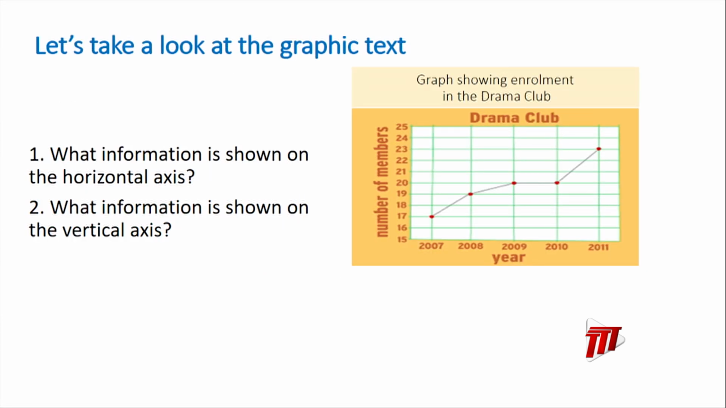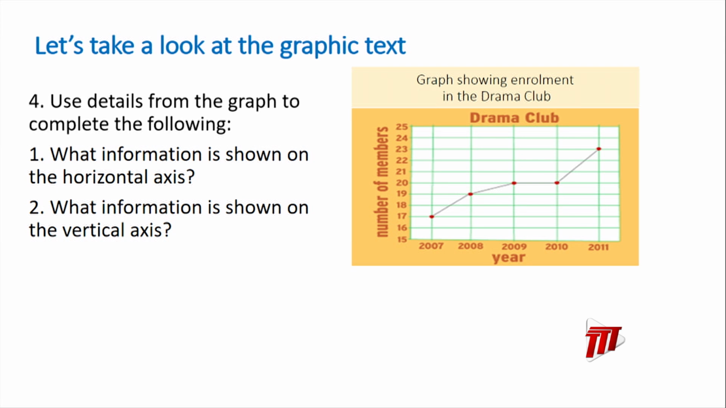What information is shown on the horizontal axis? What information is shown on the vertical axis? We are asked to use details from the graph to complete this question. What information is shown on the horizontal axis? What information is shown on the vertical axis? So I'm pretty sure that, like me, some of you are still confused with using the words horizontal and vertical.